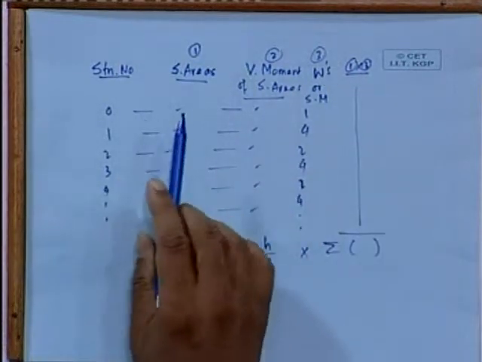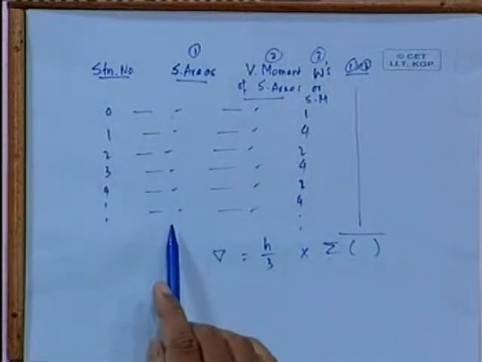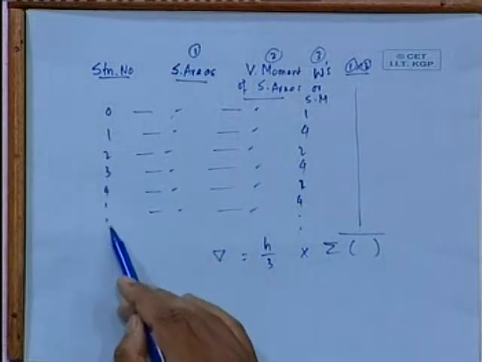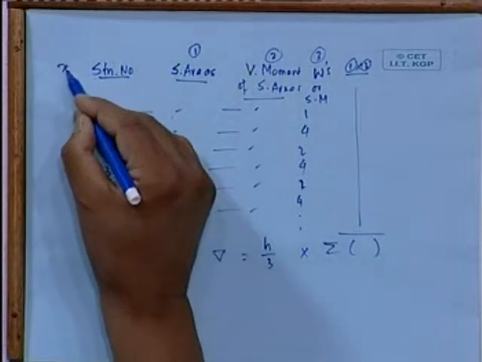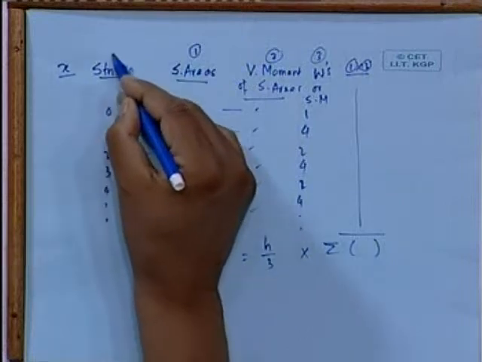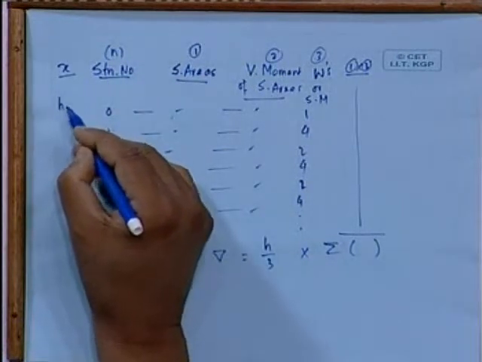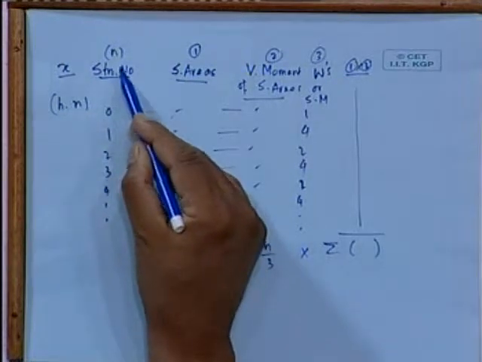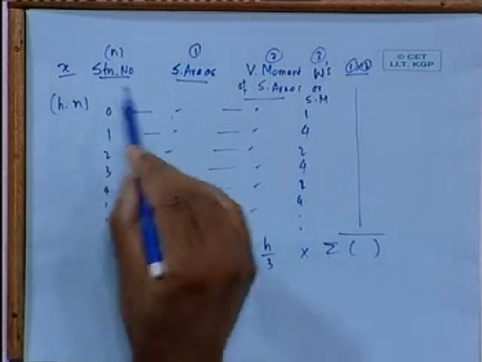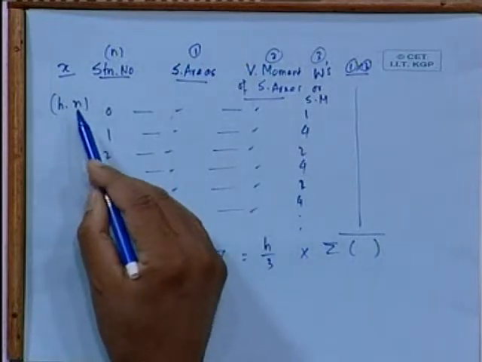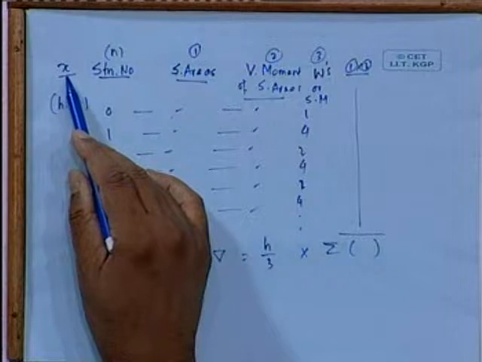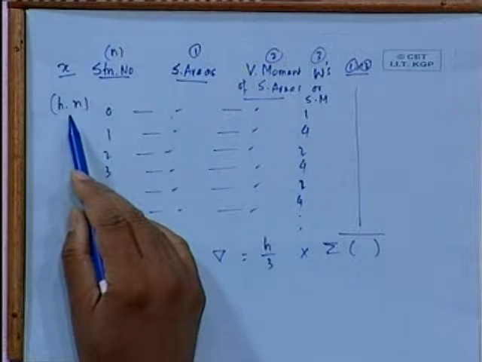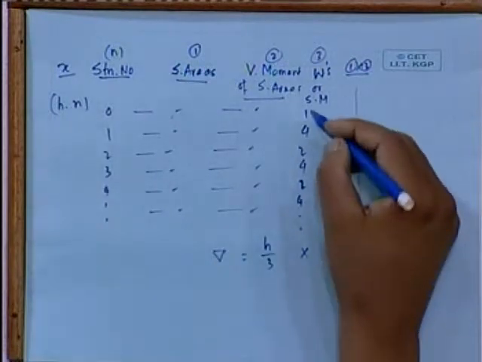Once more, section areas are to be integrated along the length. Now, instead of length, I am calling station number 0, 1, 2, 3, 4, etc. Remember, station position x is given by H into N. I explained that in one previous class. If the station number is N, say the 5th station, and the station spacing is H, then it is located from AP at a distance of NH.